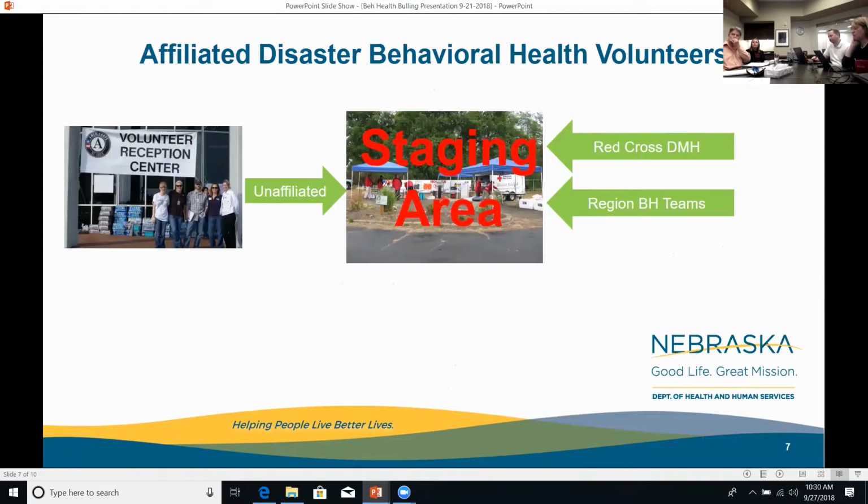Volunteers who are affiliated with Red Cross or pre-credentialed on a regional disaster behavioral health team or a state emergency response team might already have their credentials. In that case, they may actually skip the volunteer processing center site and report directly to the staging area before they go to the disaster site. And multi-day volunteers may also be asked to report directly to the staging area after their process in the first day.